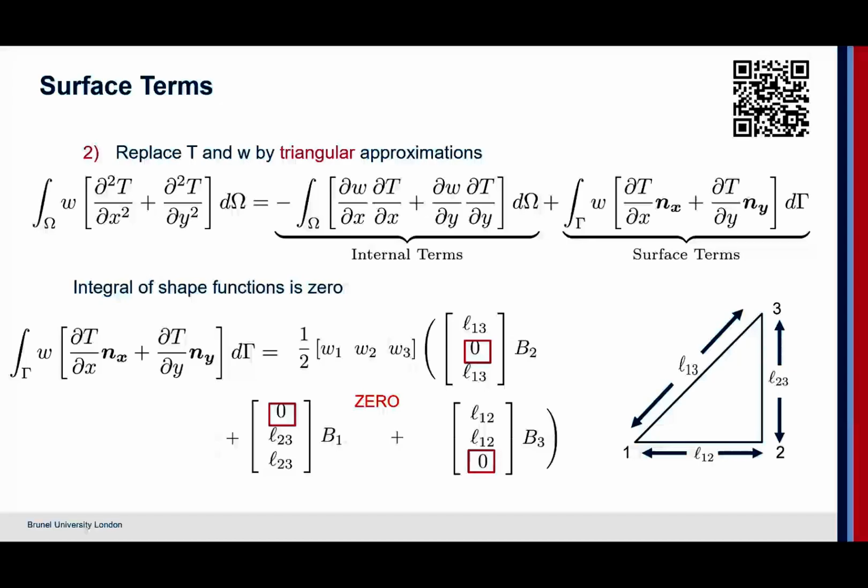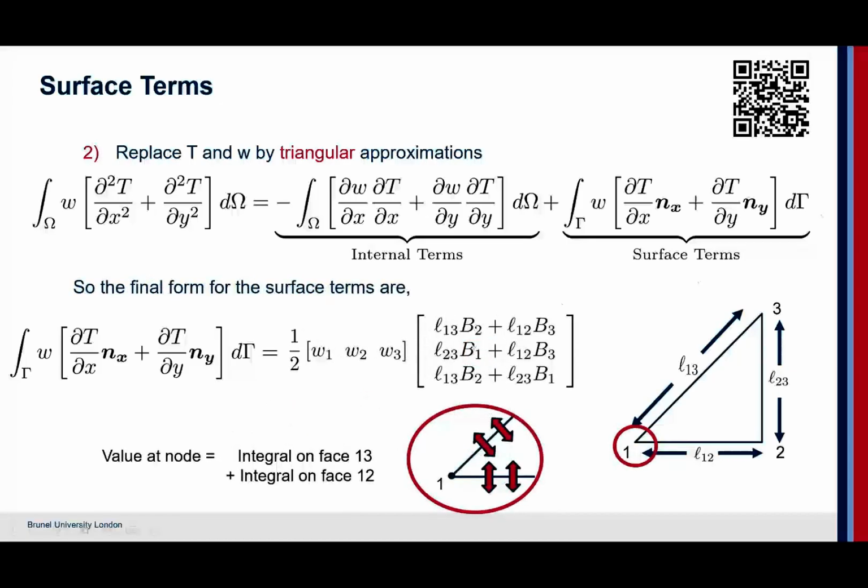So in collecting together the surface terms, you just get a matrix that is L13 times B2 plus L12 times B3. Intuitively this makes sense. What you're saying is that the force due to surface terms on node 1 is due to the integral on face 1,3 plus the integral on face 1,2. Hopefully that makes sense. The whole process of this finite element method is taking the integrals over areas or over surfaces and applying them at nodes. So this is the end process of your surface term.